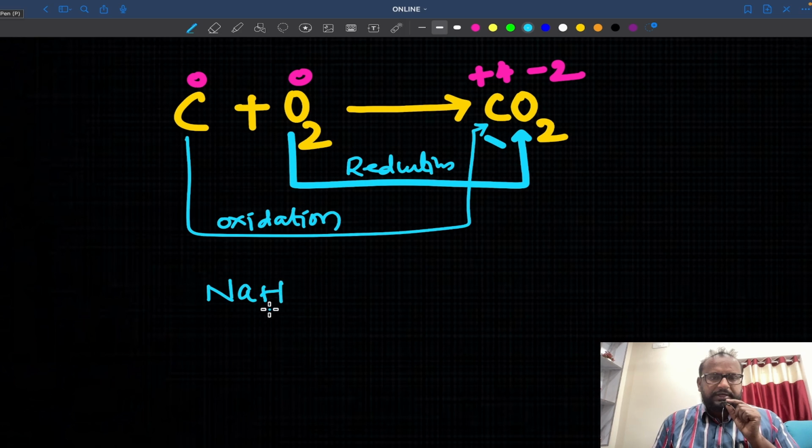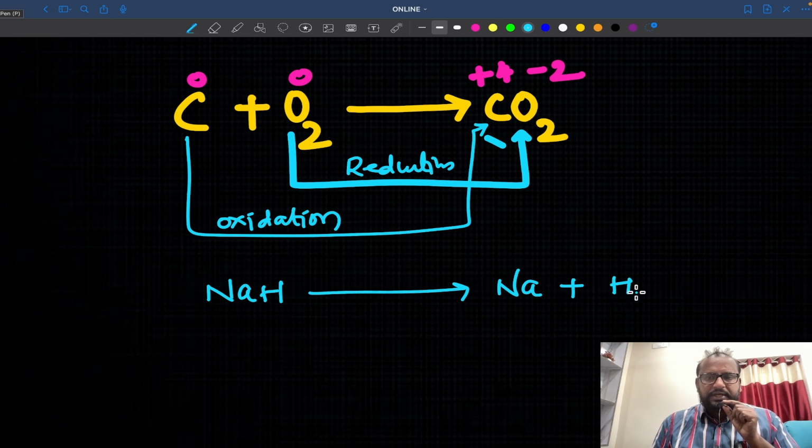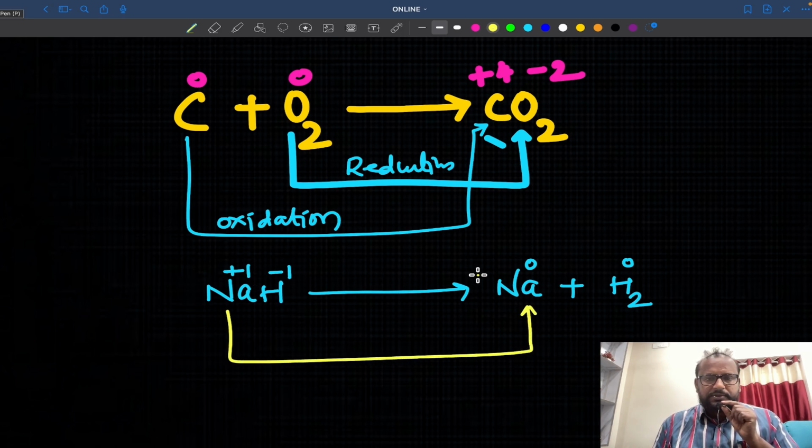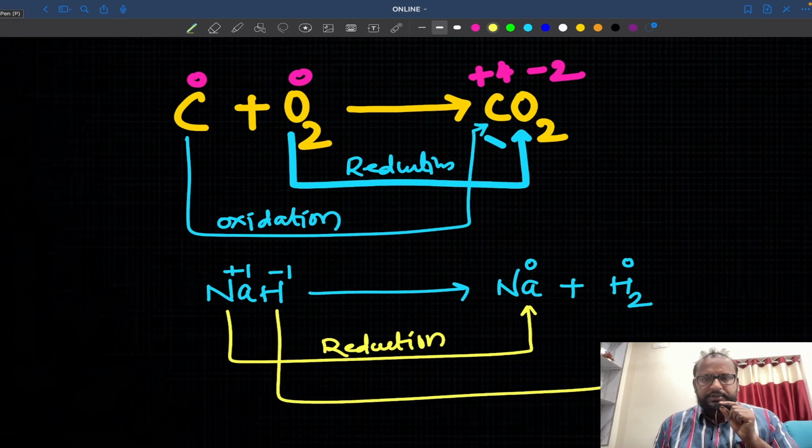I got sodium hydride, which on decomposition gives us sodium plus hydrogen gas. In this case, the sodium is in +1 oxidation state, the hydrogen is in -1 oxidation state. But here, both sodium and hydrogen are in elemental state, therefore their oxidation numbers are 0. Now, the sodium oxidation number has changed from +1 to 0. It has been reduced. Therefore, I would call it a reduction because its oxidation number has been decreased. Hydrogen's oxidation number has increased from -1 to 0. So that's why I would say this is an oxidation reaction.